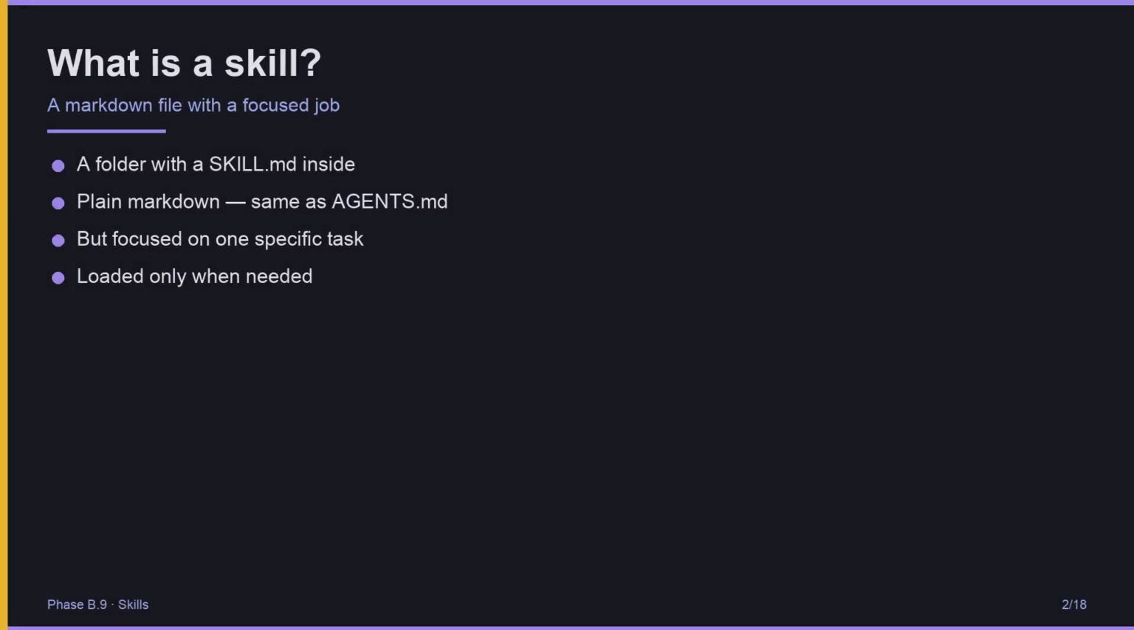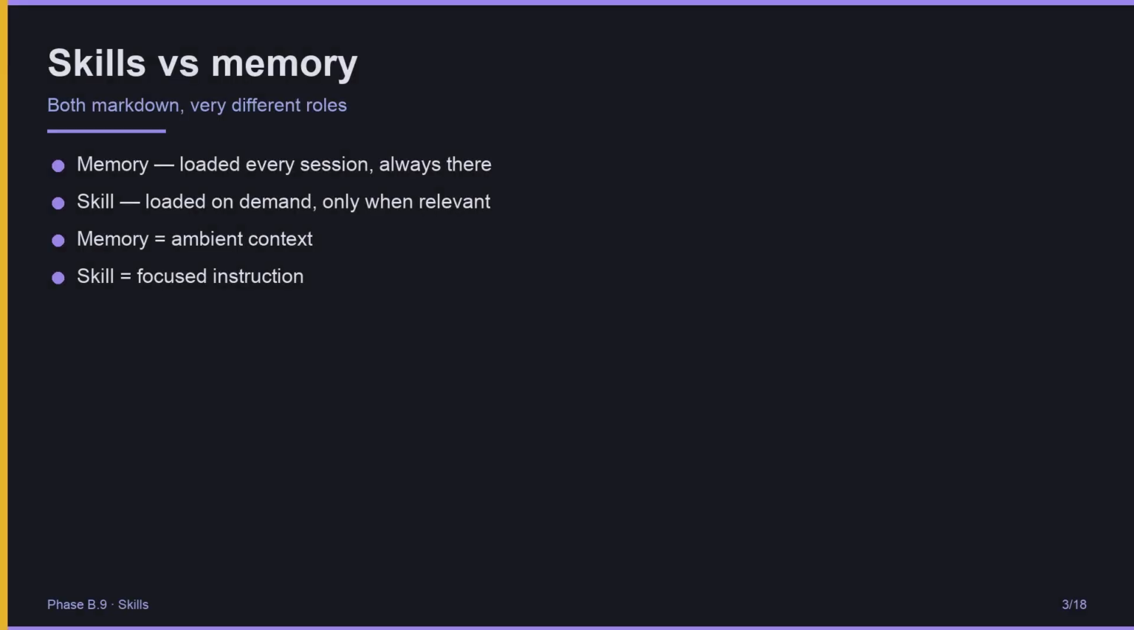What is a skill? A folder with a skill.md file inside it. Plain markdown, same format as agents.md. But focused on one specific task, like a code review checklist or a deploy procedure. The skill is loaded only when needed, not every session, like agents.md. That's the key difference.